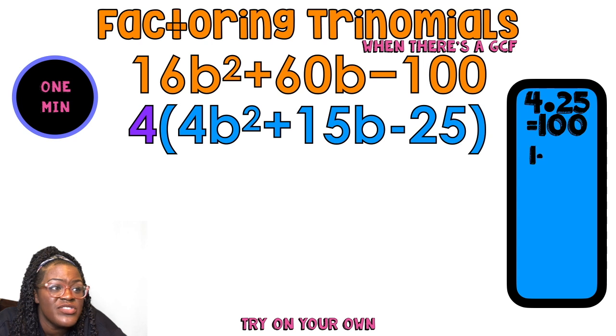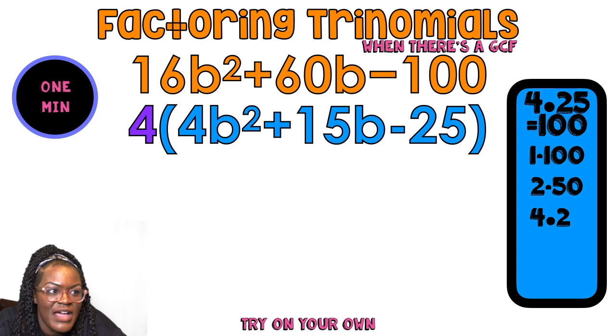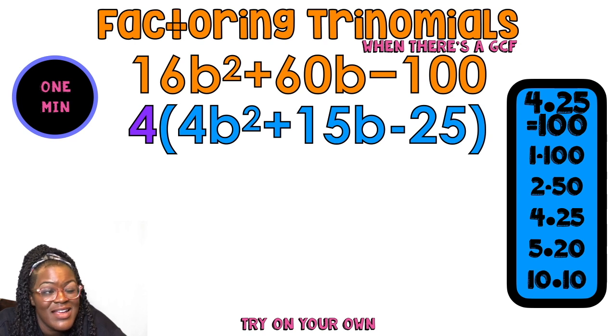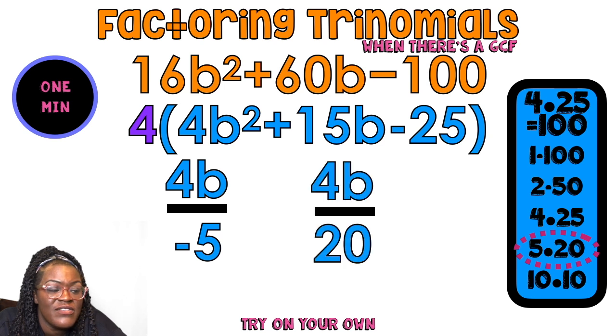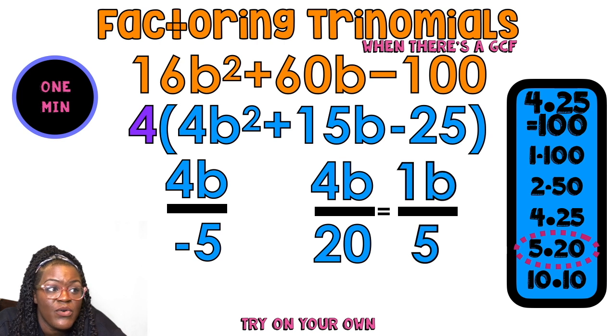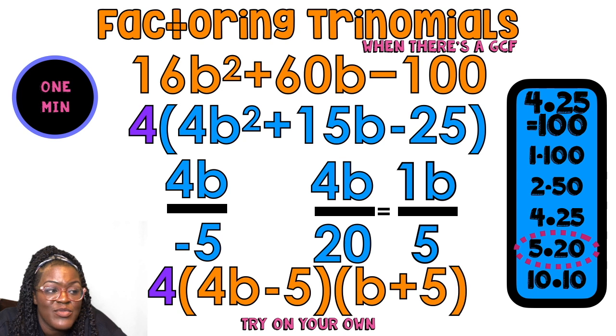4 times 25 is 100. 1 times 100. 2 times 50. 4 times 25. 5 times 20. 10 times 10. I'm going to find a combo that's going to give me a 15, okay? It's going to be 5 and 20 only if the 5 is negative. 4b over negative 5, 4b over 20. Simplify your fractions. 4 over 20 simplifies to 1 over 5. Bring down your GCF and bring down your factors.